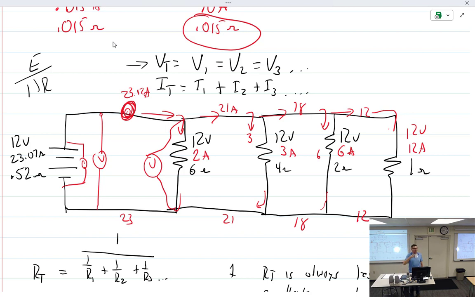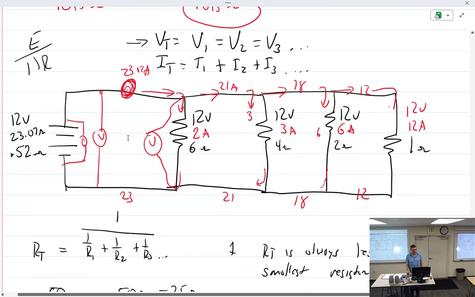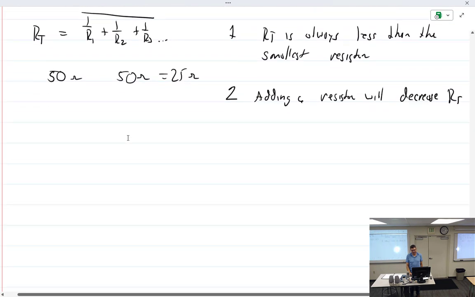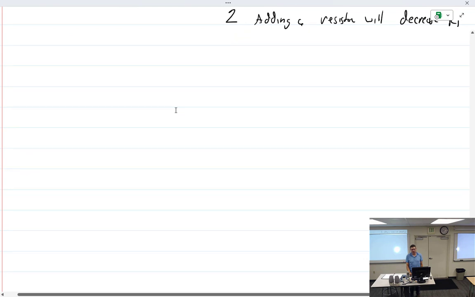That's all there is to that. Power is exactly the same. It's P equals I times E. Everybody comfortable with that, I hope?